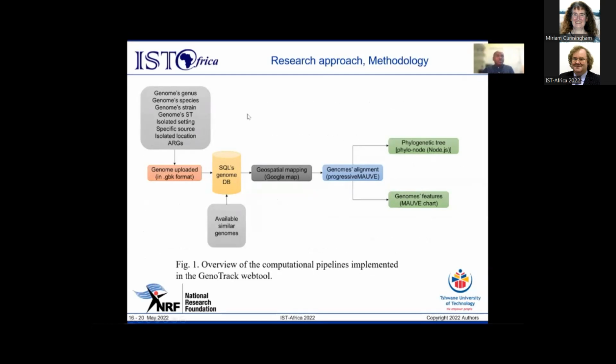So in the top part, you will see that a user, the person that wants to track a genome, will provide a genome genus, a genome species, strain, genome sequence type, isolated setting, specific source, isolated location, and also put in some antibiotic resistant genes if there are any. And all of this has to be provided in a GenBank format because it's rich and it contains all this information embedded, annotated already.